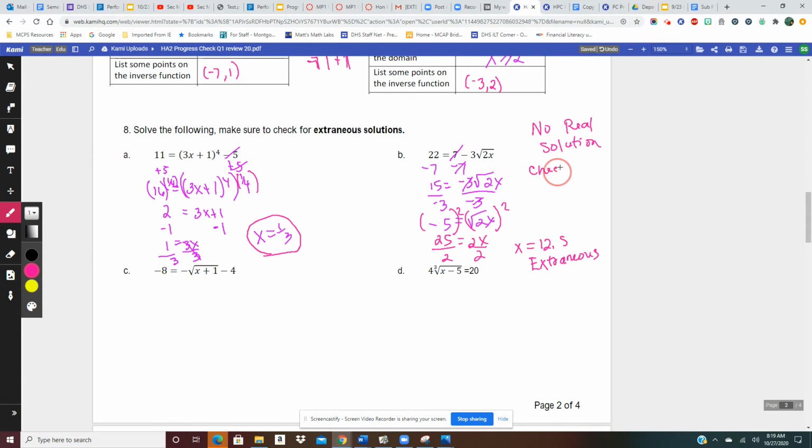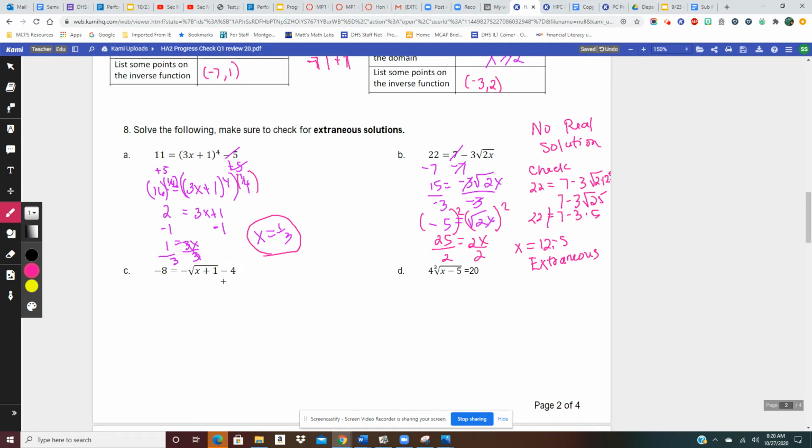So if I have a little check over here, if I plug this in, 22, I'm trying to check, does that equal 7 minus 3 and then square root of 2 times 12.5? Okay, so that is 25. So 7 minus 3 square root of 25. And then that's 7 minus 3 times 5, and that's 7 minus 15, which is not 22. So you say that this does not equal 22. 3 times 5 is 15. 7 minus 15, it is not 22. That's why this answer is the answer that you got, but it is extraneous.